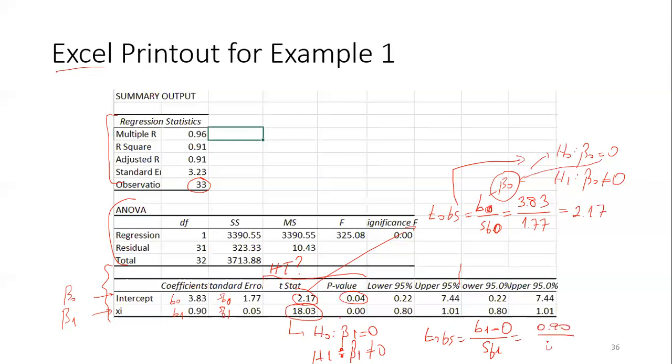0.90 divided by 0.05, and that's equal to 18. Okay? 18.03, because there are some numbers here that we don't know. And the associated p-value is almost 0. Hence, by just looking at this, you can say that this hypothesis is rejected, and this hypothesis is rejected. So we can say that beta 0 is not 0, and beta 1 is not 0.